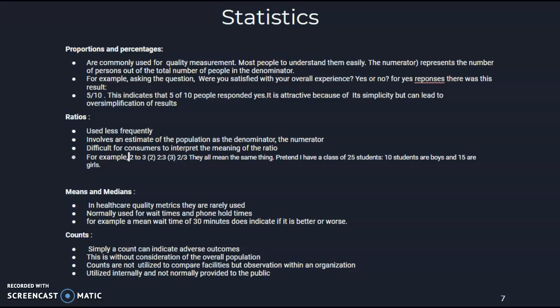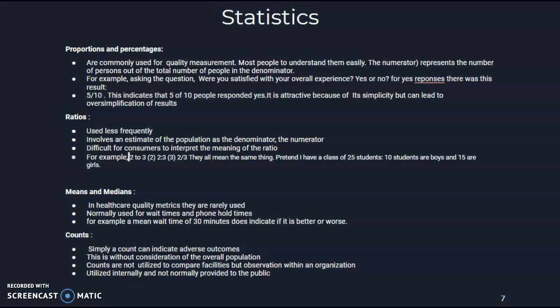In healthcare quality metrics, they're rarely used. They're normally used for wait times if they are used, or phone hold times. For example, the mean wait time of 30 minutes. Does it indicate if it's better or worse? We really don't have a base. We just know that the mean or the average wait time is 30 minutes.